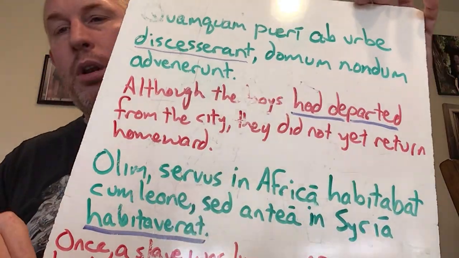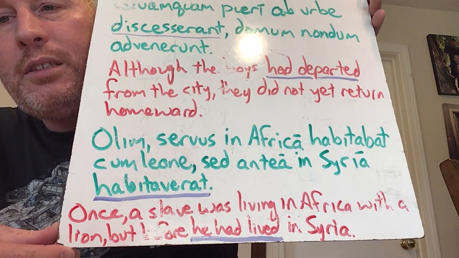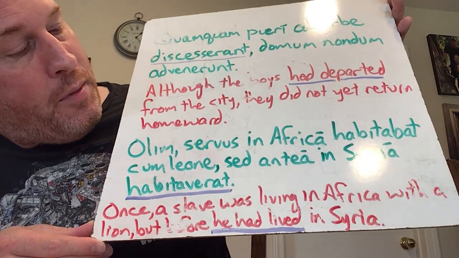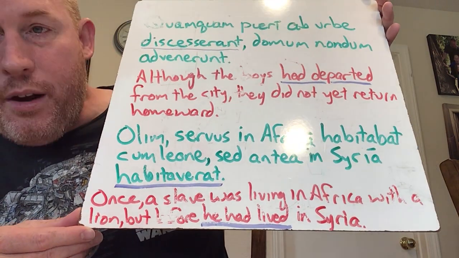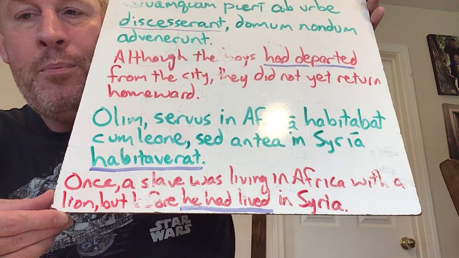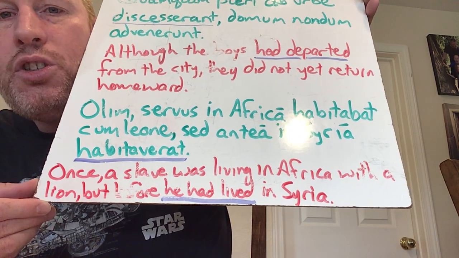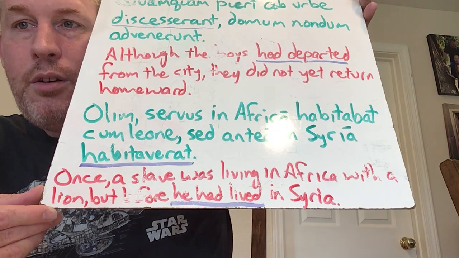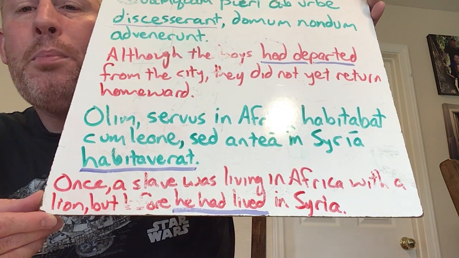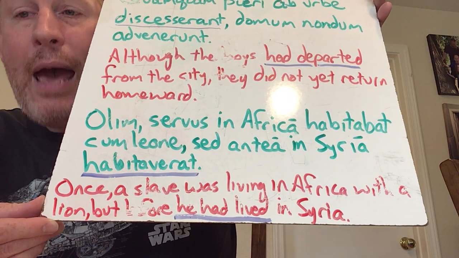Another example would be olim. Okay, olim servus in Africa habitabat cum leone, sed antea in Syria habitaverat. So once a slave was living in Africa with a lion, but before he had lived in Syria. So which thing happens first, him living with the lion or him living in Syria? Since we put him living in Syria in the pluperfect, that happened first. It is the past before the past.